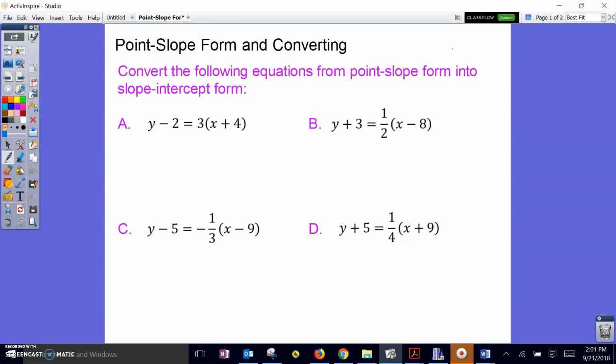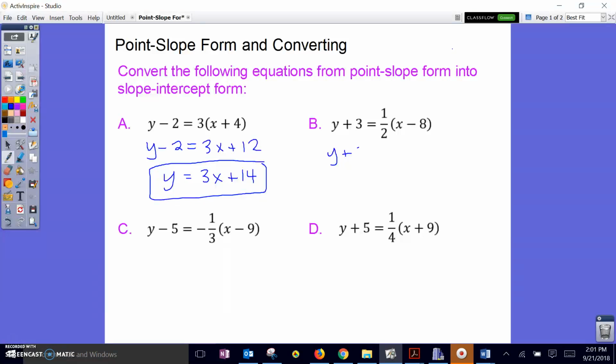The first thing we do is we distribute the slope through the parentheses on the right-hand side. And then we get the y by itself, in this case by adding 2 to both sides. And we've converted that equation from point-slope form into slope-intercept form. Let's do the same in part B.